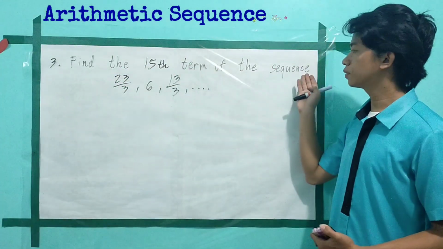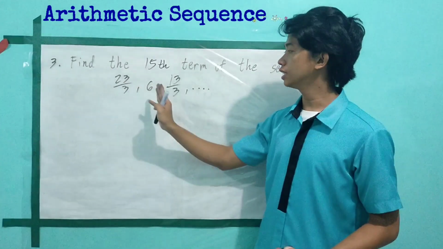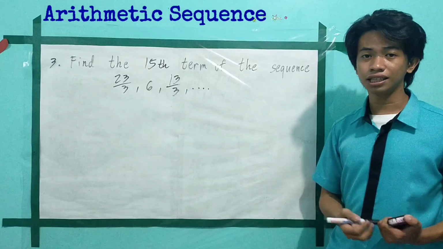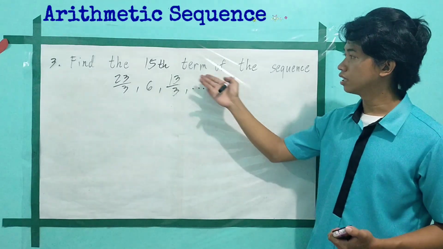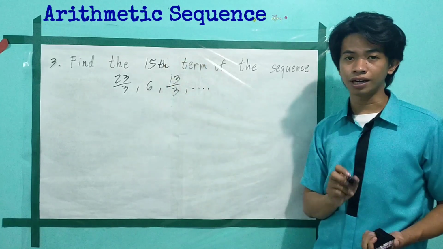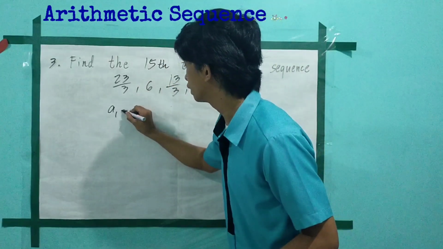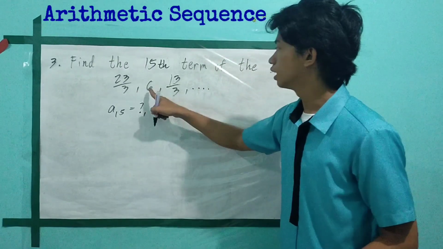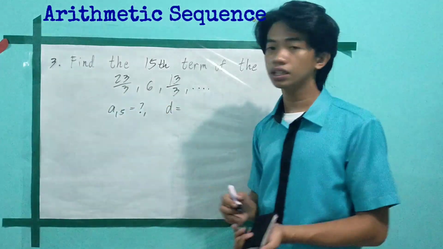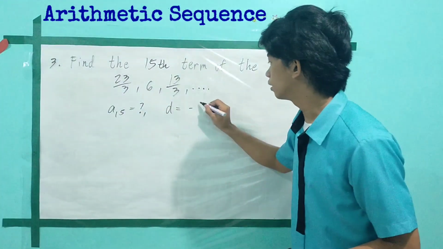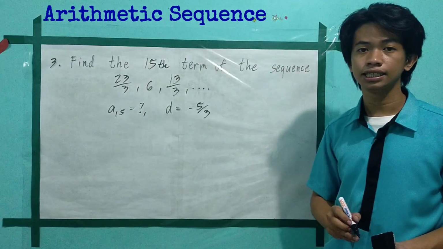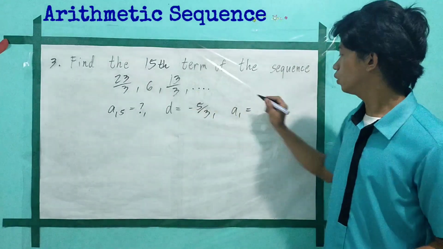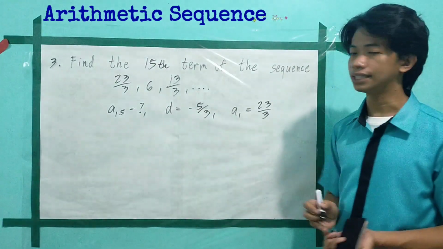Find the 15th term of the sequence 23 over 3, 6, 13 over 3, then ellipsis. So, same lang din to sa una at pangalawa nating given problem. Ang pinagkaiba lang, 15th term ang hinahanap. So, ibig sabihin, a sub 15 is equal to, ayan. Then, the common difference, 6 less 23 over 3, we have negative 5 over 3. Ayan. And then, ang ating a sub 1 is equal to 23 over 3.